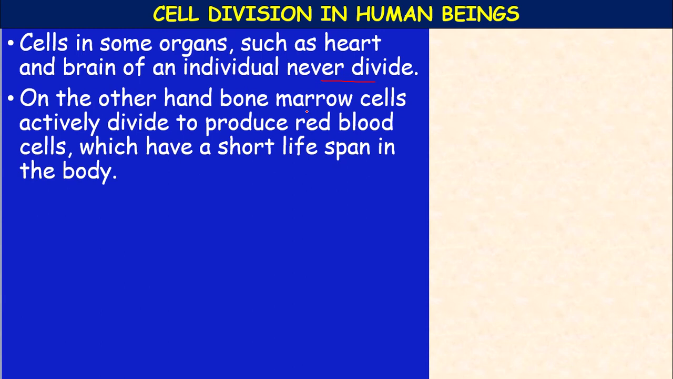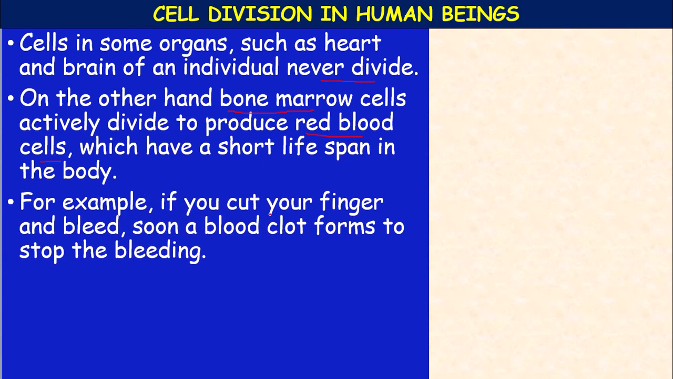On the other hand, the bone marrow cells. What is bone marrow? The tissue which is present inside the bones. The bone marrow cells actively divide, producing cells which have a short lifespan. You have studied 120 days is the lifespan of RBC. After that they die. So there is a need for the formation of new cells again. That's why the bone marrow tissue acts as an erythropoietic organ, the organ which forms blood.